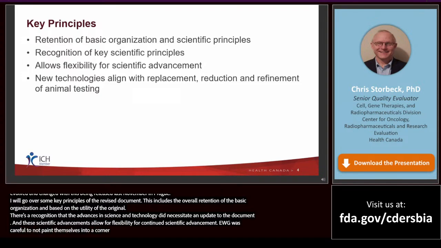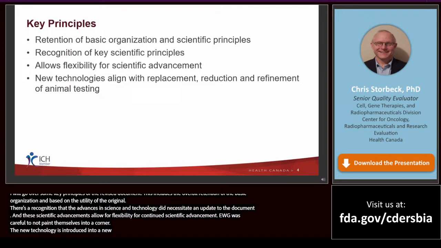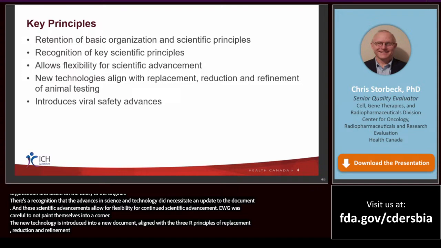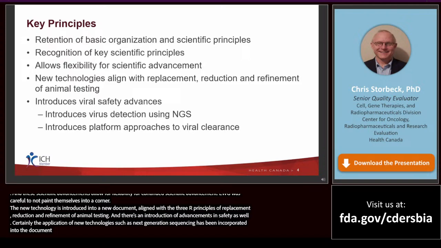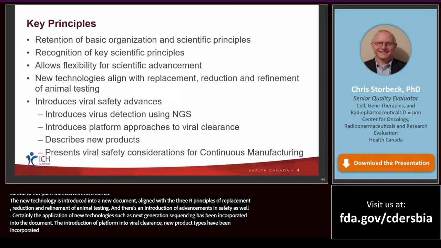The new technologies introduced into the document align with the 3R principles of replacement, reduction, and refinement of animal testing. And there's been an introduction of advances in viral safety as well. Certainly the application of new technologies such as next generation sequencing has been incorporated into the document, along with the introduction of platform approaches to viral clearance. New product types have been incorporated, as well as viral safety considerations for continuous manufacturing.